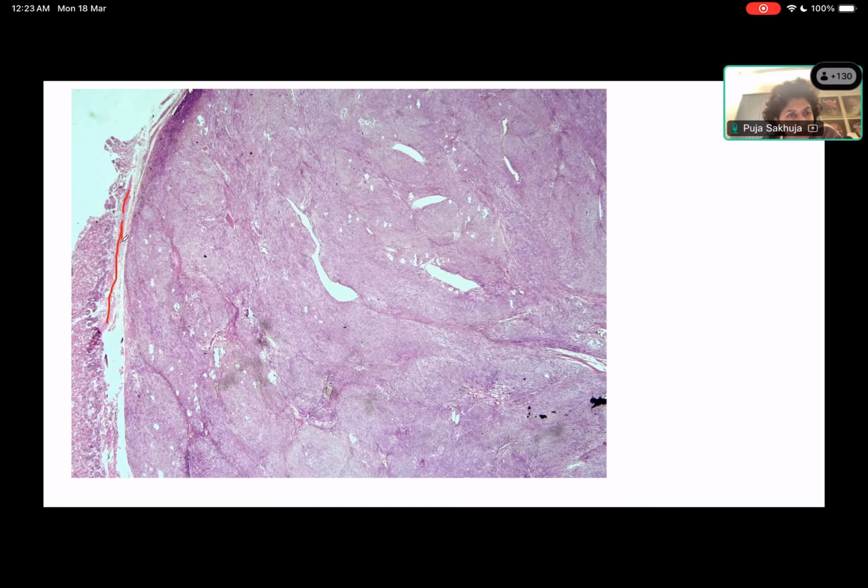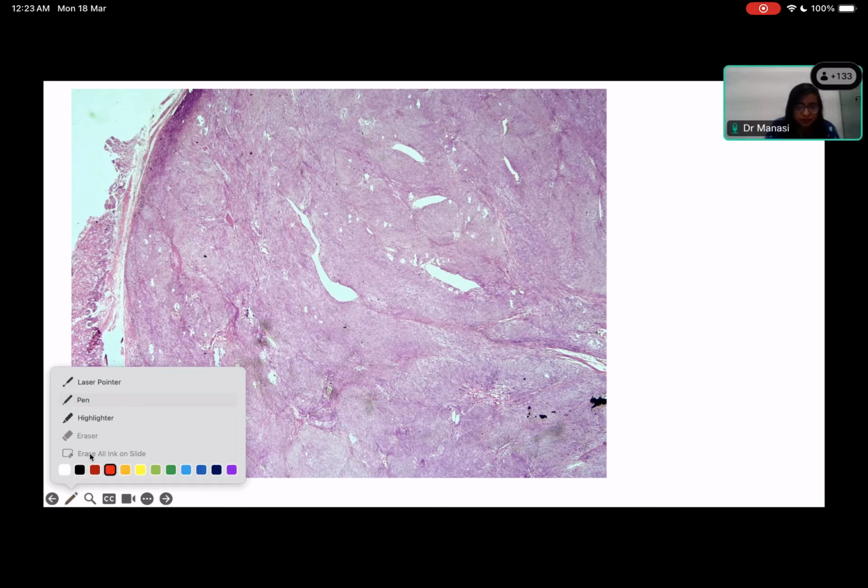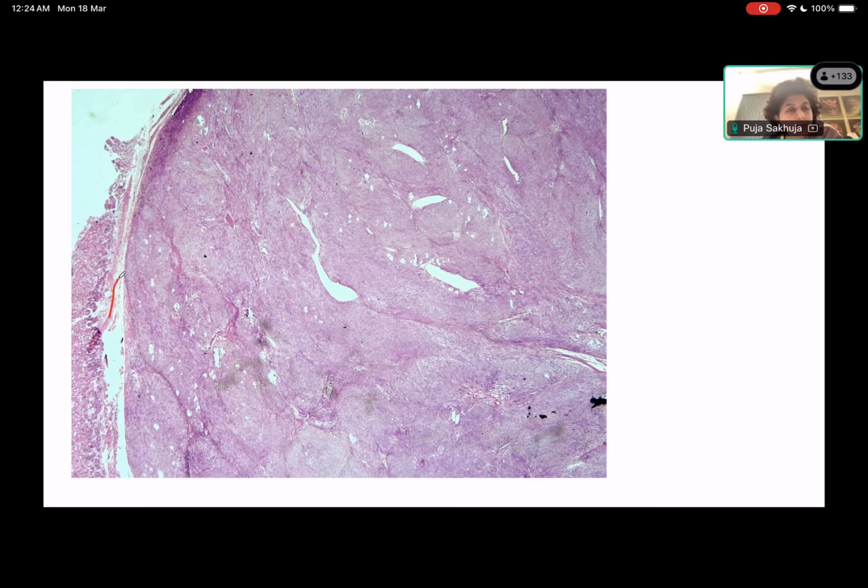What was this area? Mansi? Yes, ma'am. Now she's hearing me. What is this area which I marked with red? What were these cells here? Not the submucosa, this dark eosinophilic area. This is muscularis mucosae. Yes, and below that is the muscularis propria.